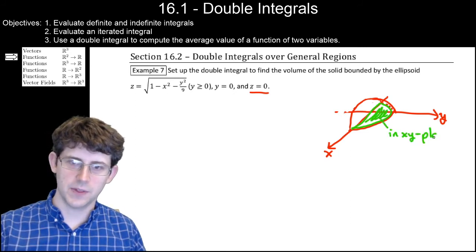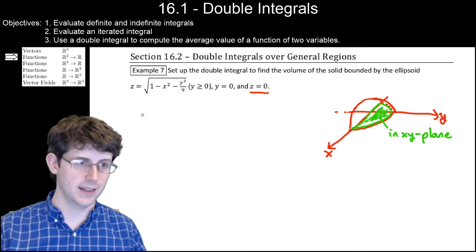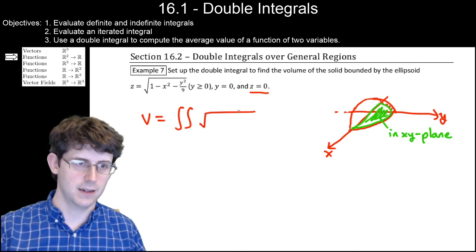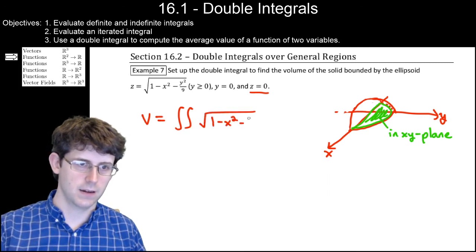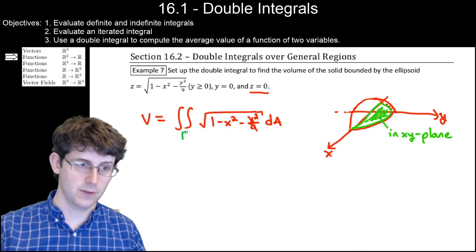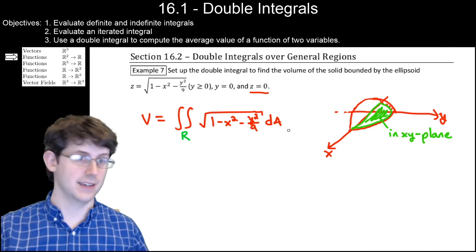If we can figure out what the region is in the xy plane, then we can write that the volume is the double integral of our function dA, and all we'll need to do is figure out the region in the xy plane, we'll call it R, figure out those bounds. If we figure out good bounds for that, then it's all set up and ready to go.